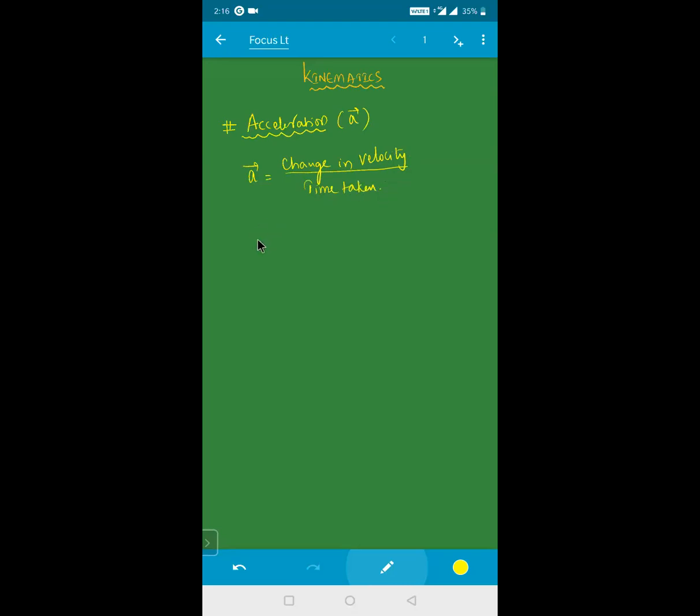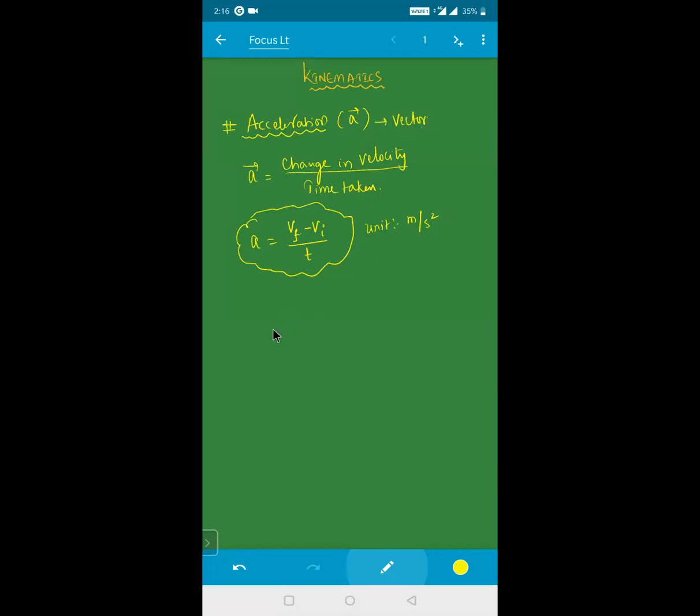So I can write this as a is equal to change in velocity, meaning v final minus v initial, divided by the time interval t. So this is your acceleration. Units for this: velocity is measured in meter per second, divided by time which is also in seconds, so it is meter per second square. That will be the unit. And it is a vector quantity.